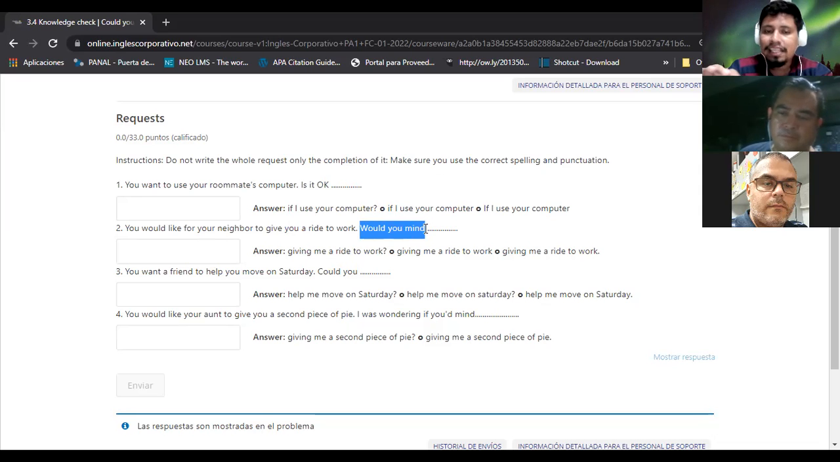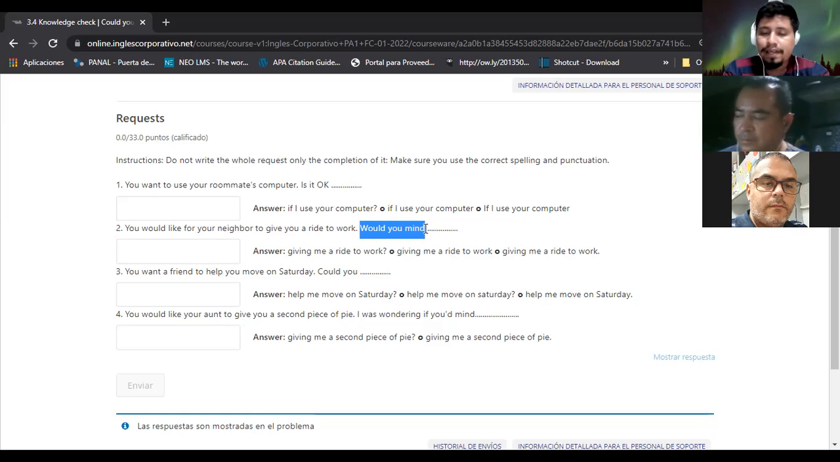Like giving me... The same happened in the last one, in the fourth one, that it says, I was wondering if you mind, but in this case, we have to add the would, okay? Would you mind giving me a second piece of pie, but I think these structures are a little bit confused because of the contents that we're receiving here.